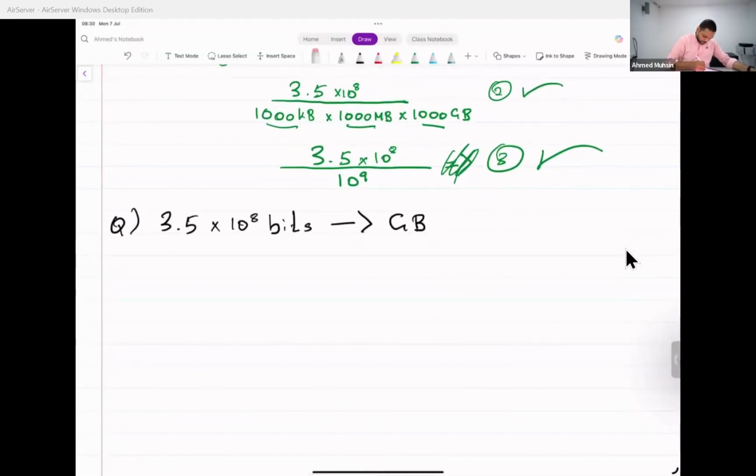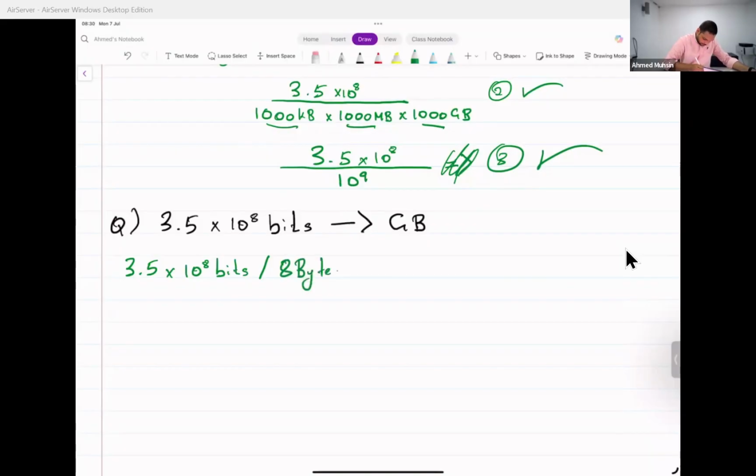So now what we do over here is we are converting from a small unit to a big unit. So you have to divide. Small to big, you have to divide. Okay? So, 3.5 times 10 to the power of 8. Okay, divide. So we are in bits now. Keep dividing. Divided by, from bits to bytes, what is it? 8. Tell the unit also. 8 bytes.